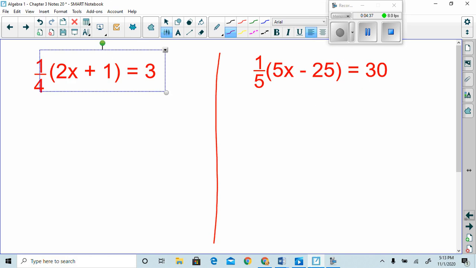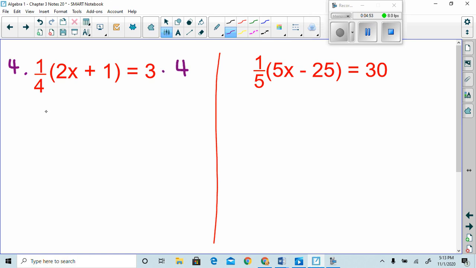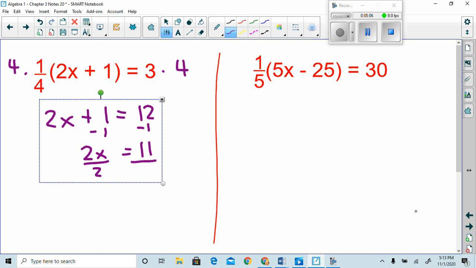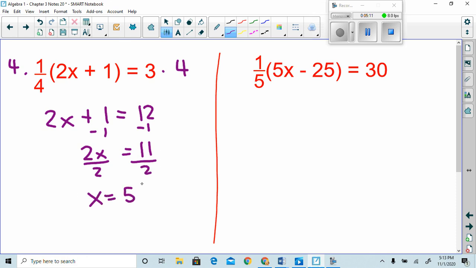The last problems that I want to look at is what happens when there are fractions. And again, I could distribute a fraction if I wanted to, but some people like to clear the fraction. In this case, I would clear the fraction by multiplying both sides by 4, and then I'm left with 2x plus 1 is equal to 12. Well, let's continue the process. I get 2x is equal to 11. Lastly, divide by 2. And I get x is equal to 5 1/2, or x is equal to 5.5.